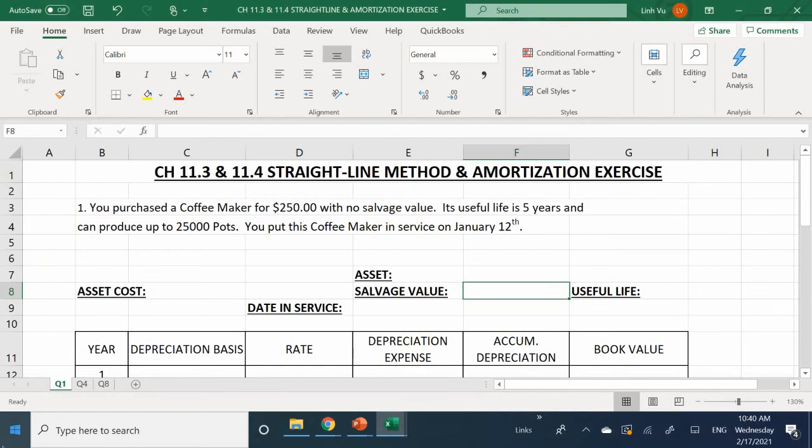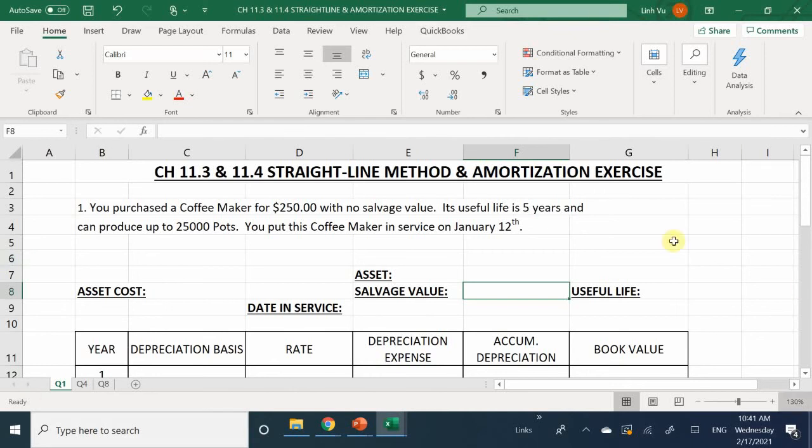So let me make sure I'm on question number 1. Yes, I am. So here, in this case, you purchase a coffee maker for $250, with no salvage value. The useful life of it is 5 years, and it can produce up to 25,000 pots. So that means you can use it for quite a long time. All right, and you place this coffee maker into service on January 12th.